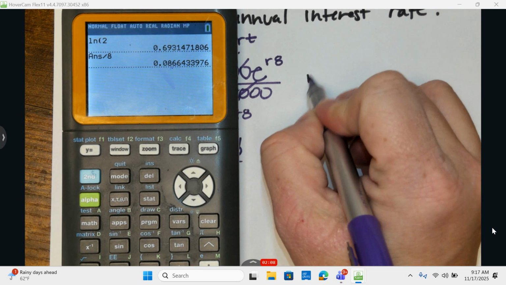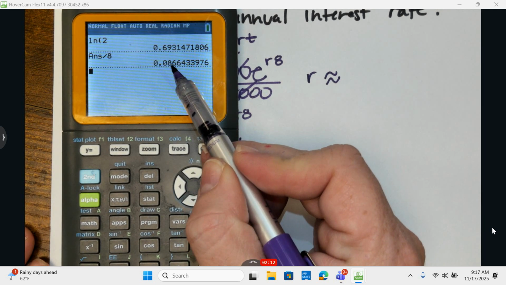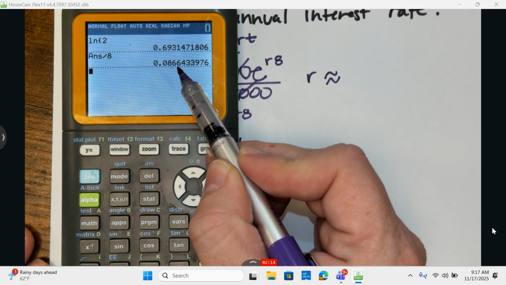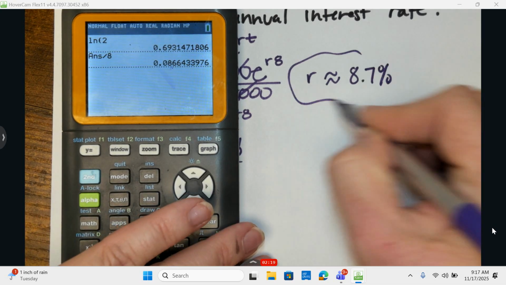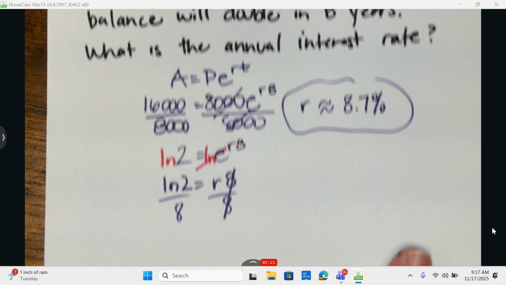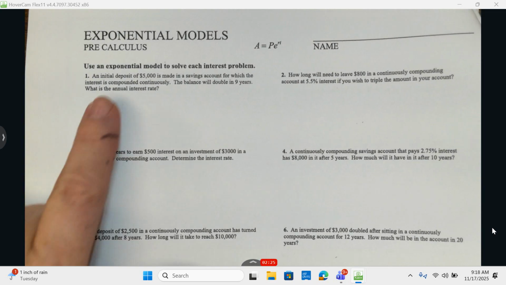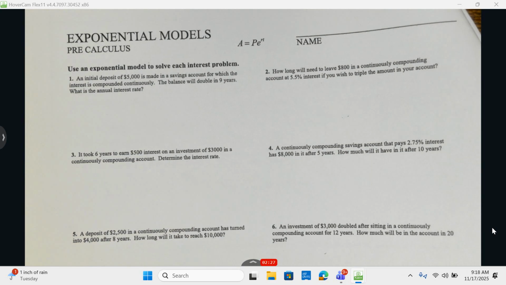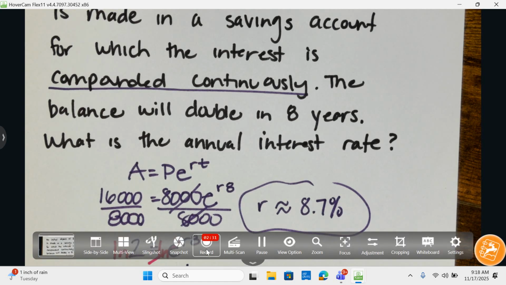So R is the rate, and we're going to put it into decimal form now. We're going to move the decimal 2 places to the right, and then we're going to look at the tenths. I can see I need to bump this up. So this is approximately 8.7%. At this time, I'd like you to turn to your homework. This would be lesson 4, and please complete problem number 1. Then come back to the video.